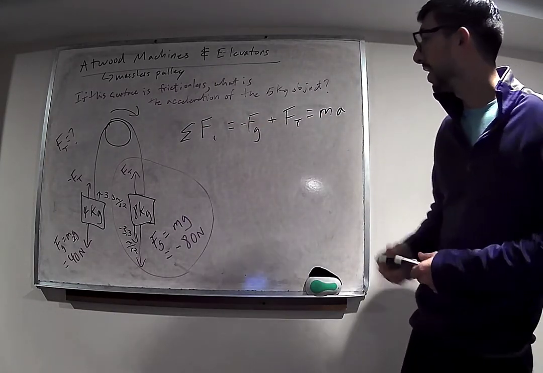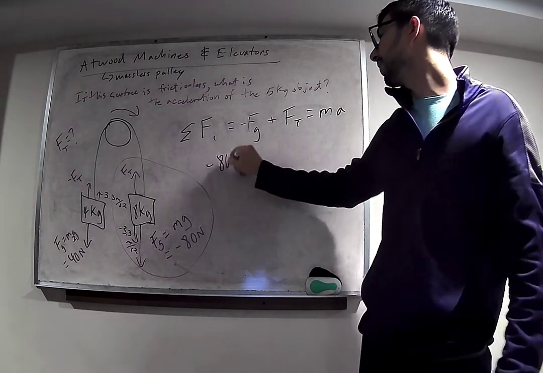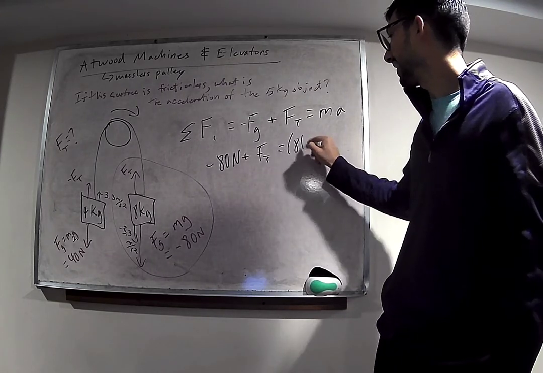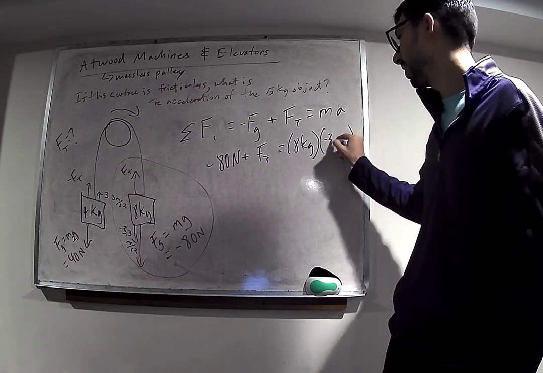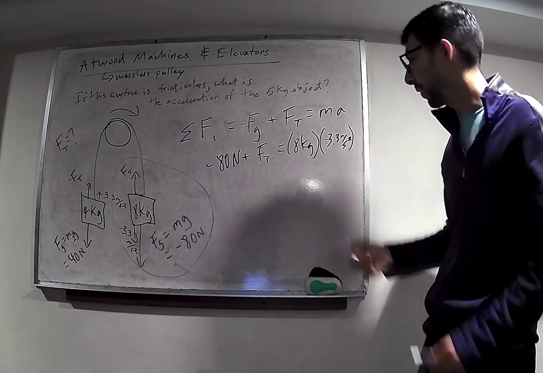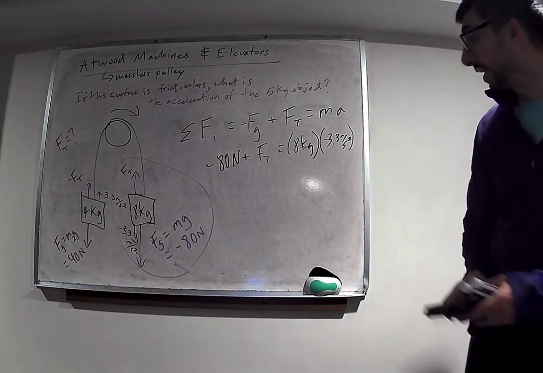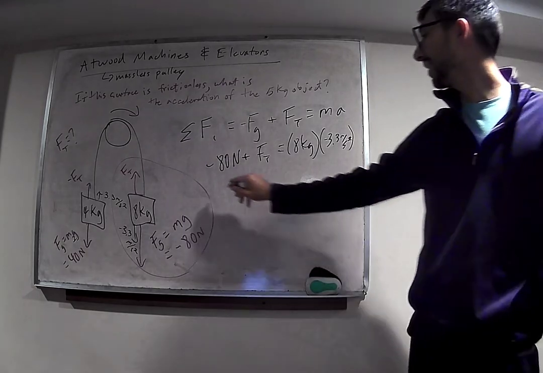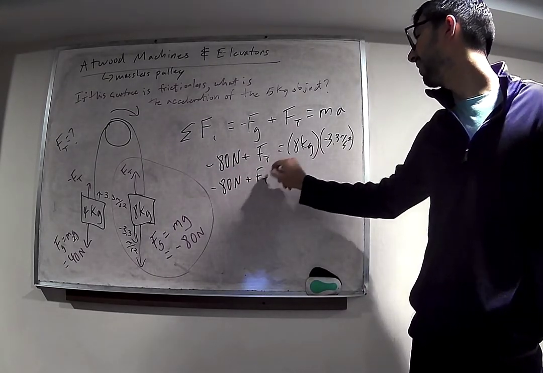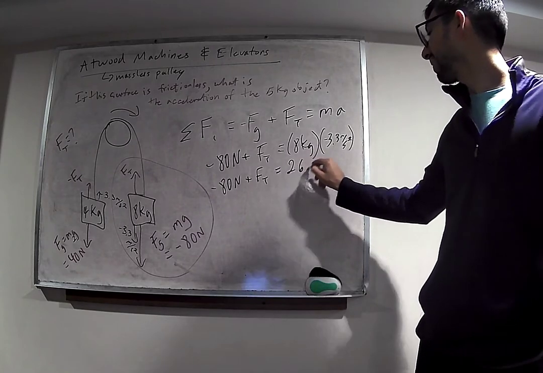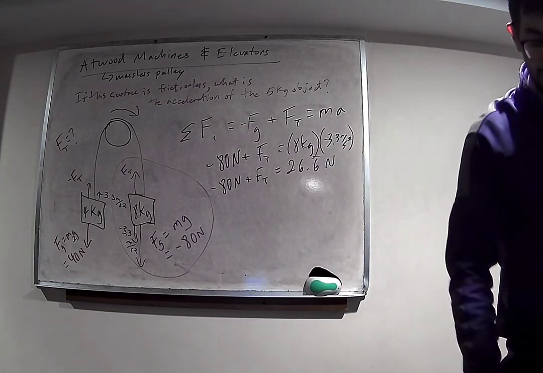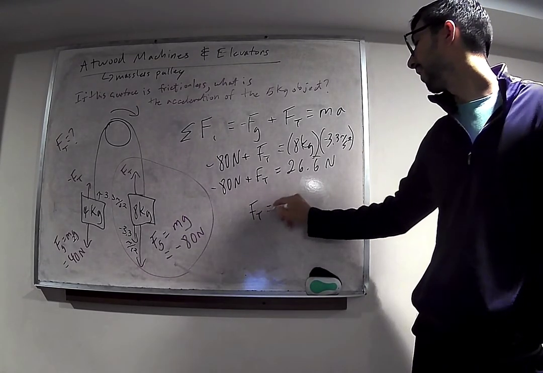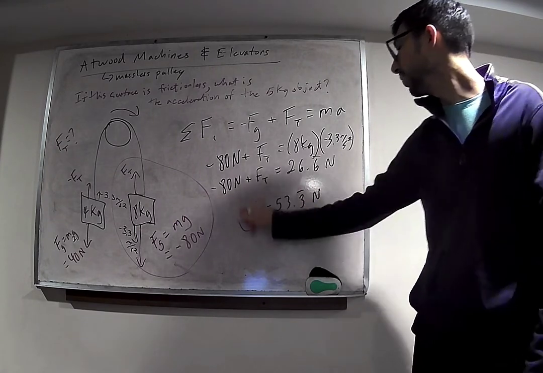Well, let's analyze this together. Negative Fg plus Ft. So we get negative 80 newtons plus an unknown Ft is equal to our 8 kilogram mass, because we're just analyzing the one object now, times our negative 3.3 meters per second squared acceleration. We work that out, 8 times 3.3 meters per second squared, we get 26.6 repeating. So we get negative 80 newtons plus Ft is going to be equal to 26.6 repeating newtons. We add that 80 to the other side, and we should get a tension force of 53.3 repeating newtons.